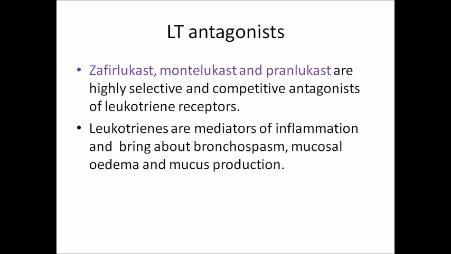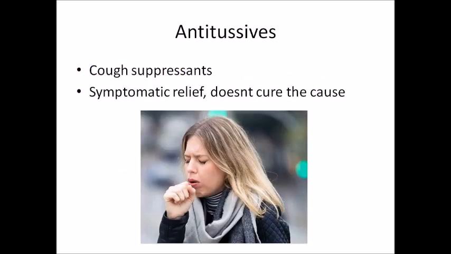Similarly, the leukotriene antagonists like zafirlukast, montelukast and pranlukast. Luke is there in the name. All these leukasts are highly selective and competitive antagonists of the leukotriene receptors. Again, leukotriene is a mediator of inflammation which can cause bronchospasm and excessive mucus production, so its antagonist will prevent all these. Coming to antitussives. Antitussives are cough suppressants. They provide symptomatic relief to a patient who has cough but don't cure the root cause of the cough. So we'll finish the presentation by learning the antitussive classification.